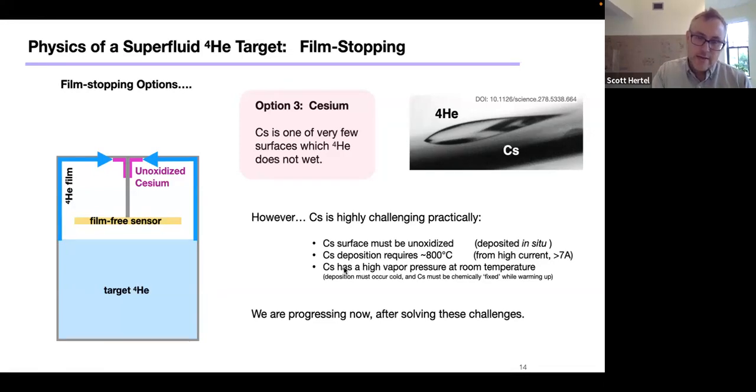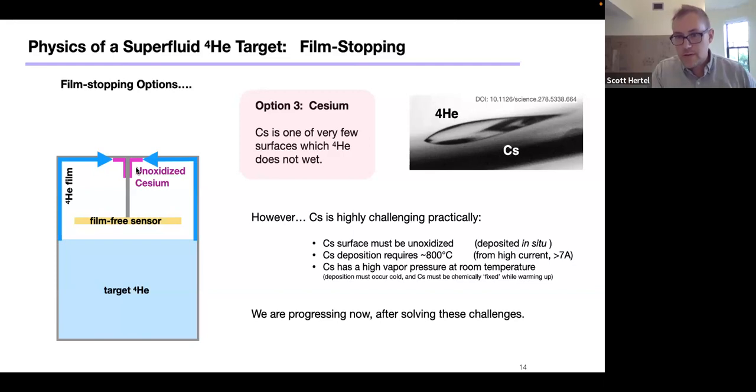And the cesium itself has a relatively high vapor pressure at room temperature. So that means the cesium will migrate and poison the detector. So in order to keep the cesium where we want it, we have to deposit it relatively cold, definitely below 100 Kelvin. And we have to kind of fix it chemically while warming up to keep it from turning into a gas at room temperature before we open the cell.